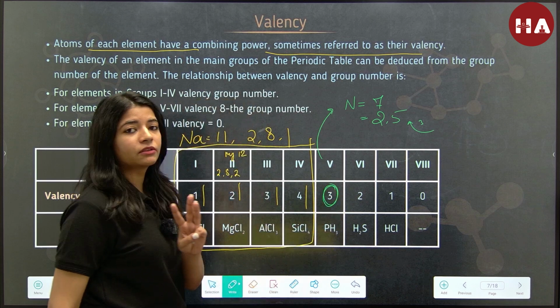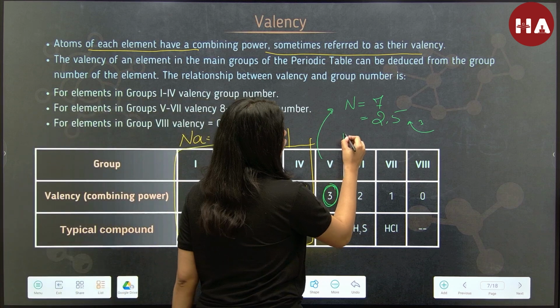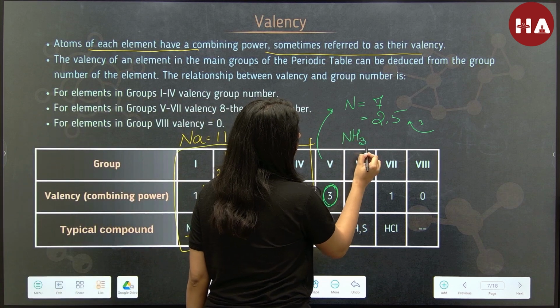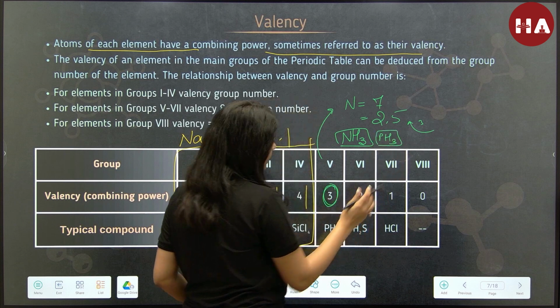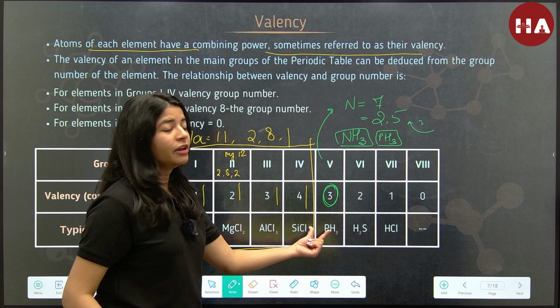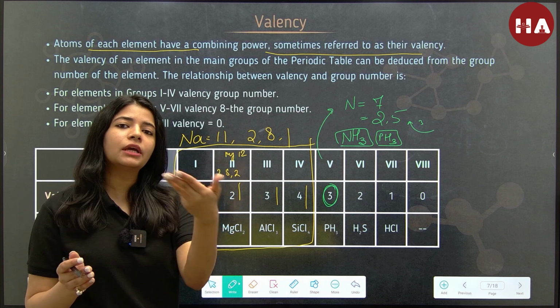It can combine with 3 other atoms, like for example phosphorus or nitrogen. Okay, so we write ammonia as NH3. So why do we write NH3 or PH3? Because each element present in the 5th group will be having valency 3. It means that it can combine with 3 other atoms.